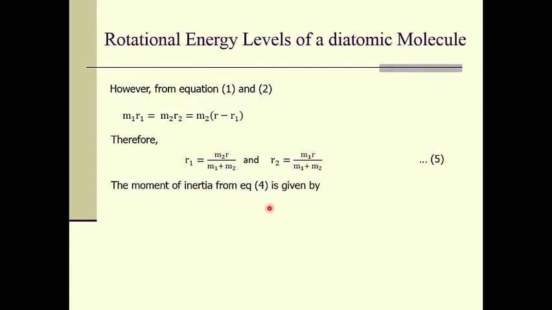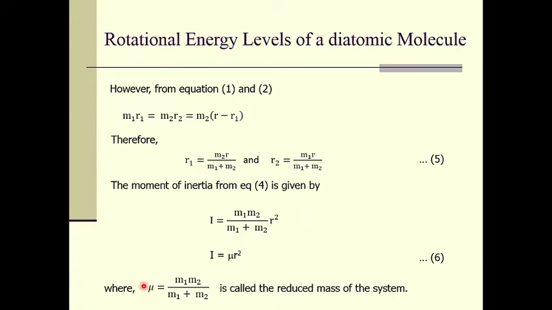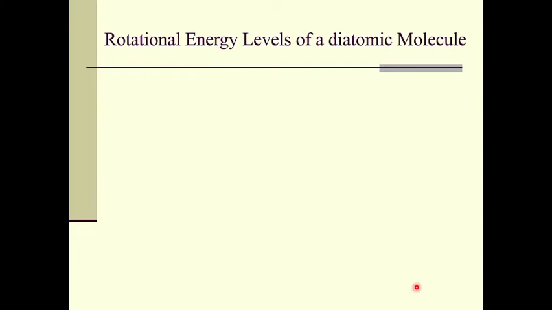The moment of inertia from equation 4 is given by I is equal to r1 r2 into m1 plus m2. We have put the values of r1 r2 from equation 5 in equation 4, and therefore we can write I is equal to m1 m2 upon m1 plus m2 into R square. This factor we call mu. So I is equal to mu R square. We call it equation number 6, where mu is equal to m1 into m2 upon m1 plus m2, and it is called the reduced mass of the system, right.